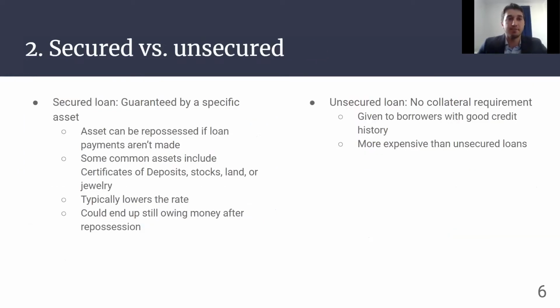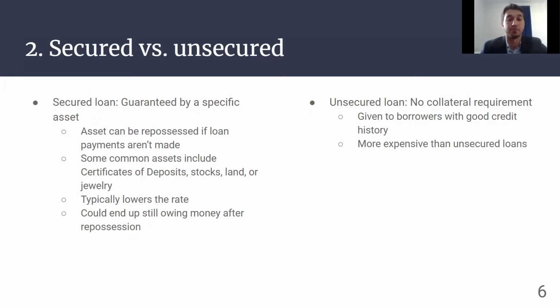The next decision you have is secured versus unsecured loan. A secured loan is backed by some form of collateral that can be seized in the event of default. Secured loans are typically made with homes or automobiles as the asset, but it can sometimes be used with anything with value, such as CDs, stocks, land, or jewelry.